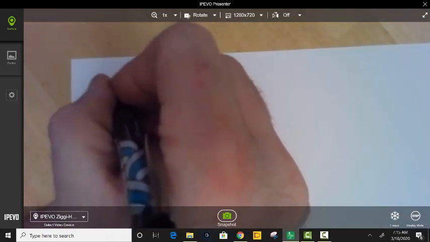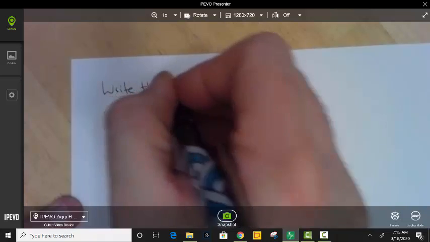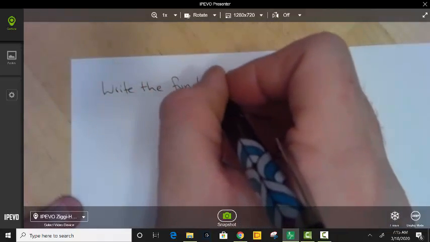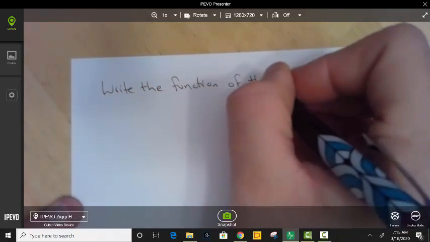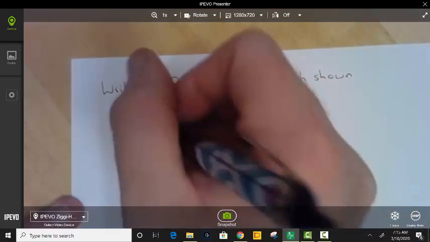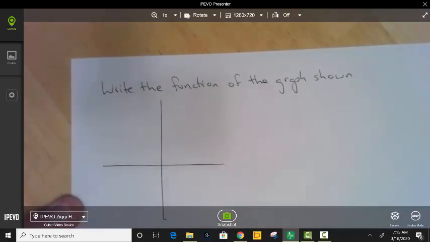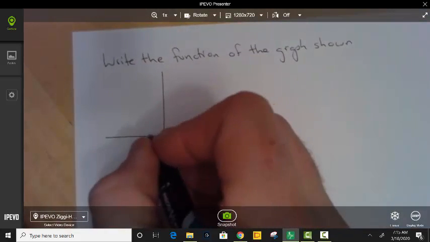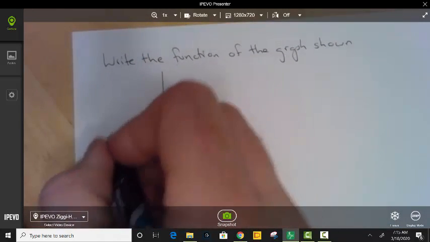Alright, so now let's do an example of working backward. Write the function of the graph shown. So let's just say we happen to have a graph that looks like this.